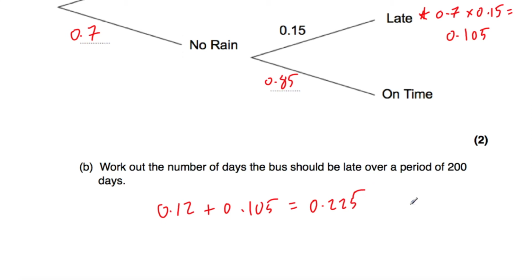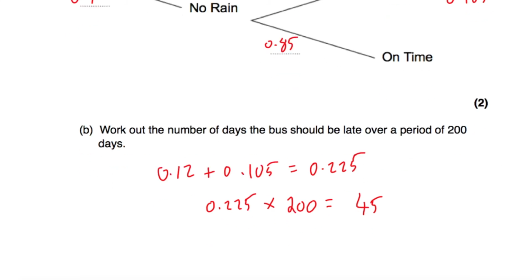Now, if we want to find out how many times we expect something to happen, we multiply the probability by the number of trials. So in this case, we take the probability that the bus is late, 0.225, and multiply that by how many buses there'll be. Remember there's one bus a day, so if there's 200 days, that's going to be 200 buses. So 0.225 multiplied by 200 is equal to 45. So we would expect the bus to be late 45 times. And that's it. So how many days do we expect the bus to be late? Well, the answer would be 45.